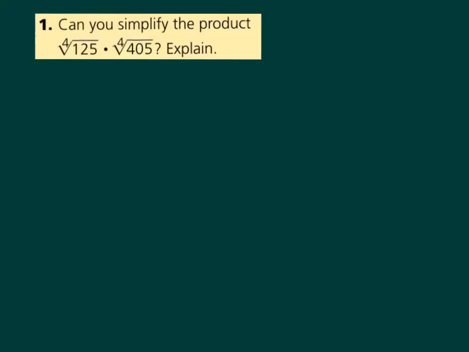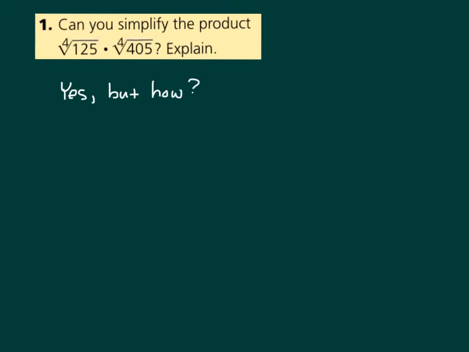You can only multiply radicals together if they have the same number here. These are two fourth roots, so we can simplify them. If it were, for example, the fourth root of 125 times the cubed root of 405, we would not be able to simplify. So, can we simplify it? Yes.